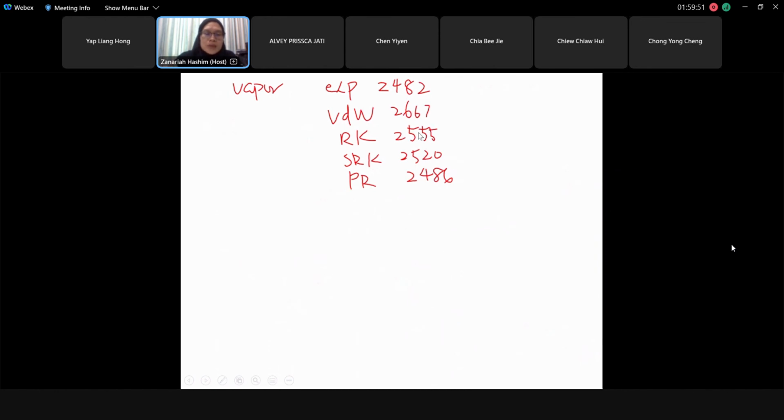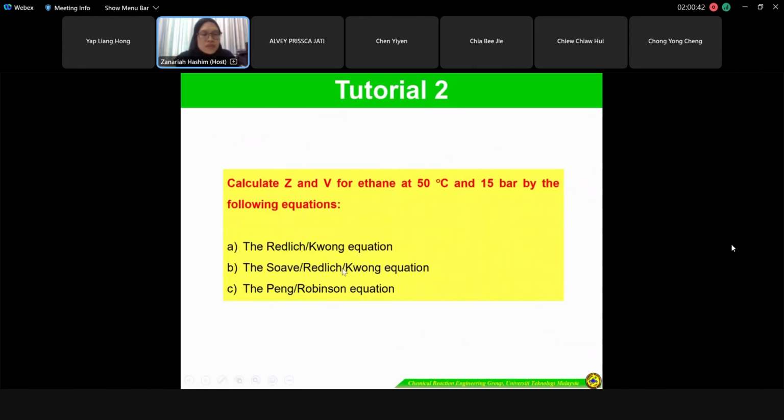And then if you compare using the different equations, the top value here, EXP, this is the experimental value. This one I got from the textbook. The experimental value is 2483. And then if you use van der Waals, you get 2667. Redlich-Kwong 2555. SRK 2520. And PR is 2486. So in this case, the Peng-Robinson equation is the most accurate, or the closest to the experimental or the true value. So please try the calculation by yourself using the Redlich-Kwong, SRK, and also the Peng-Robinson.